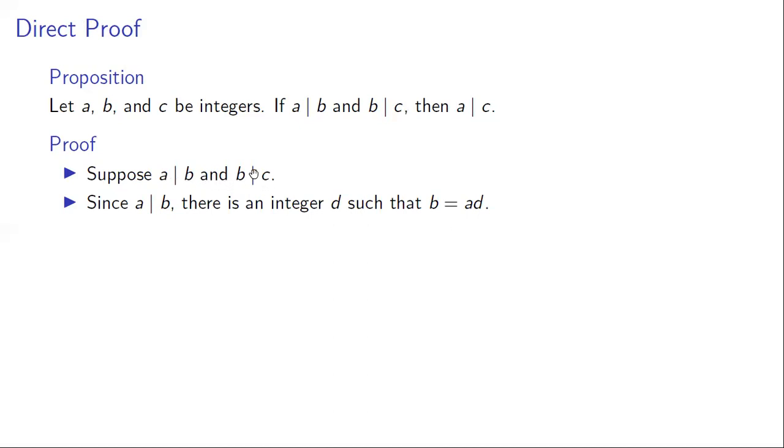Okay, so that takes care of A divides B. What about the fact that we know that B divides C? Well, since B divides C, there is an integer E such that C is equal to B times E. That just follows from the definition of divisibility. Now, again, why did we introduce a new integer here? Well, because it's not necessarily true that the same integer that we're using here is going to be used here.